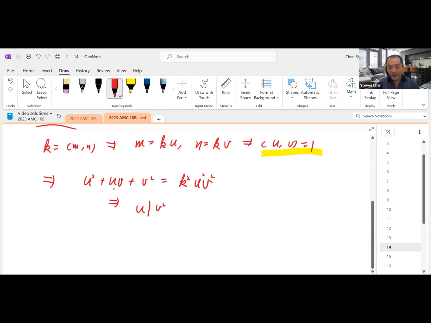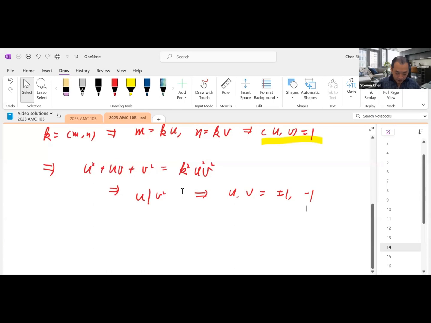But recall that u and v are relatively prime. How could v squared be divisible by u? Then we must have that each of u and v is equal to +1 or -1. Okay? So basically now it seems there are 4 different combinations of u and v. Both are +1, both are -1, and u is 1, v is -1, or vice versa. Okay? And let's plug them into this yellow equation.